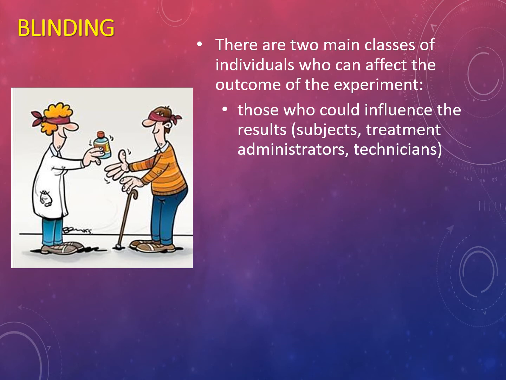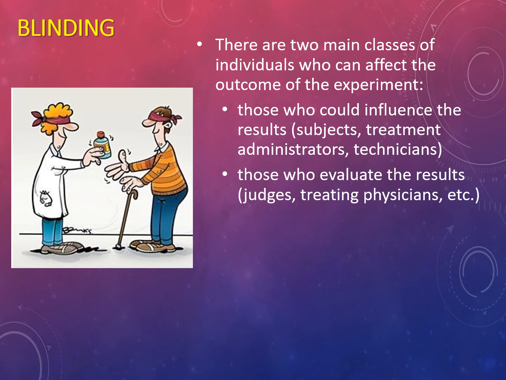Think about a weight loss program. If you have a really energetic and really positive and motivated weight loss coach, they might see better results just because they know what they're trying to do. If somebody knows that what they're doing is the more effective route, they're going to be more positive and see that effect. If somebody believes what they have is a placebo, or you don't know that it's not supposed to have an effect, that can change as well. So those who influence the results, as well as those who evaluate the results.